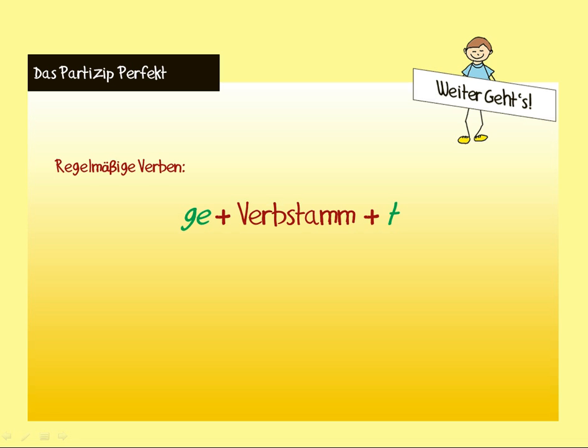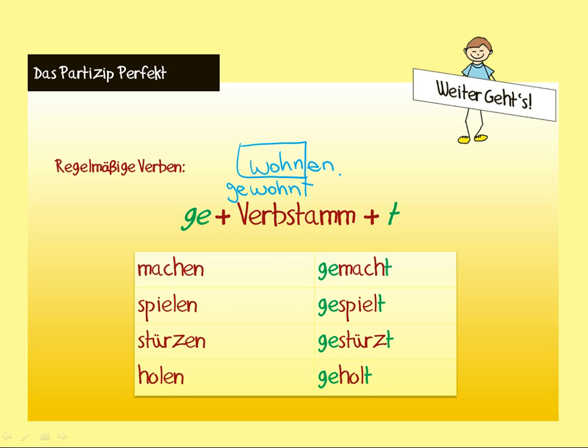Okay, so for regular verbs, we have the GE, and we have the verb stem, and then we add a T. So if our verb is wohnen, wohnen is our stem, and then the T, gewohnt. Okay, let's take a look at some of the other ones. Machen, gemacht, spielen, gespielt, stürzen, gestürzt, holen, geholt. It's wonderful when it works this smoothly, and it truly does work this well with many verbs.